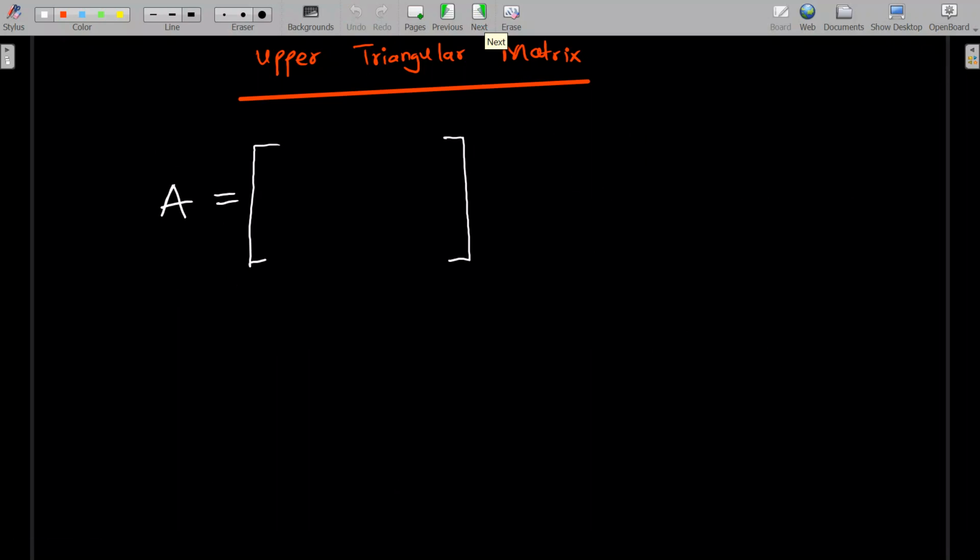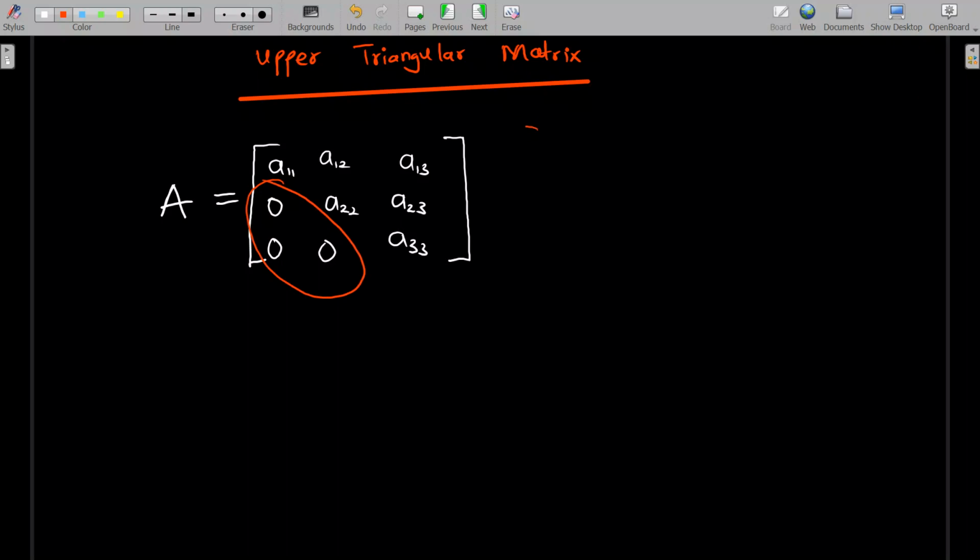So what is an upper triangular matrix? An upper triangular matrix is a matrix such that you have some elements here. Let me restrict myself to a 3x3 matrix, and this is A12, this is A13, this is A23. You have these elements there, and then the rest of these elements are zeros. So an upper triangular matrix is a matrix where all the elements just below the diagonal are zeros.